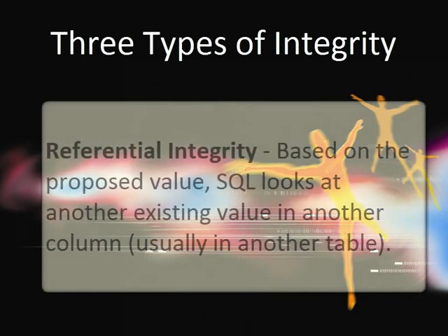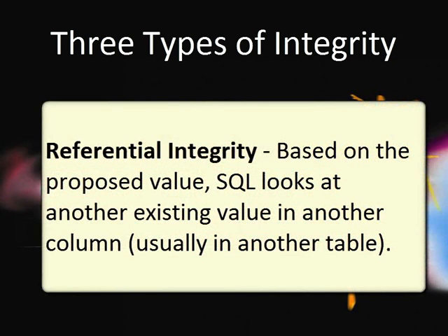And finally, there's referential integrity. Based on the proposed value, SQL looks at another existing value in another column, like another table. For example, you want to hire a new employee and say they work at location 10. Well, you can't tell by looking in the employee table if that's valid. You've got to go to another table, the location table, and see if location ID 10 exists. If it does, then allow it. If not, then don't. Foreign keys enforce referential integrity.